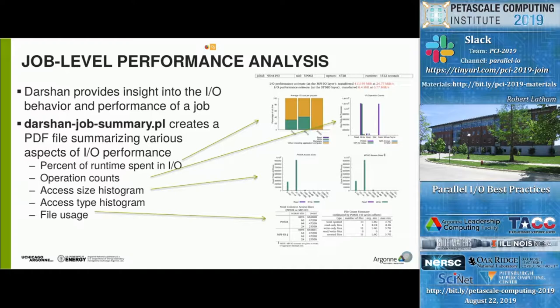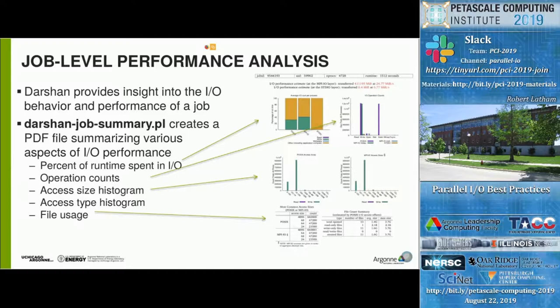This is our things like common access sizes and a little bit about which files are being used and where. So, for example, a common problem would be to do your heavy I/O to a shared home file system. That's typically not tuned for this sort of workload. Instead, you'd want to see the files being hosted on a parallel file system.